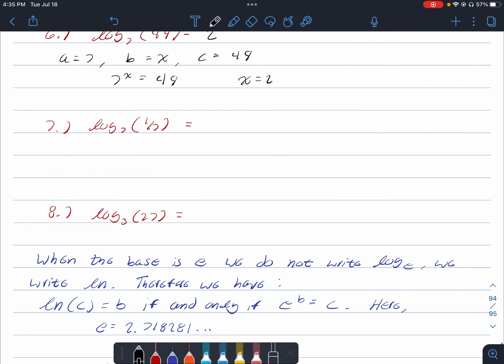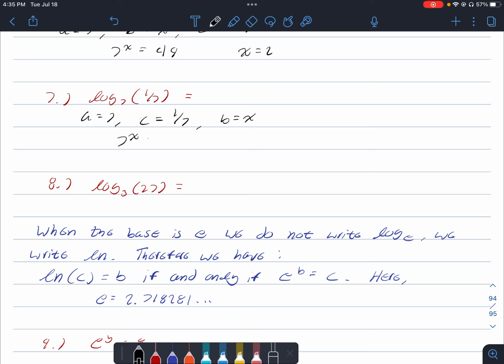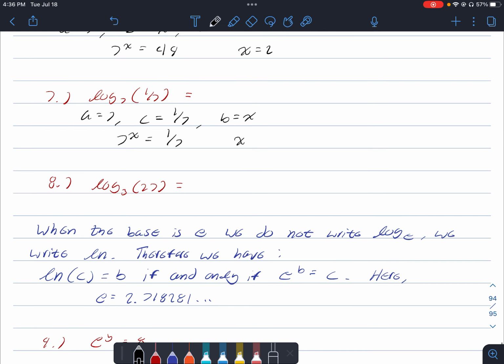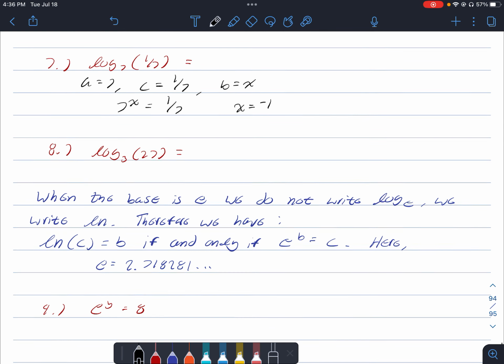What about this one? Log base 7 of 1 over 7. All right, well, again, we have a is 7, and we have c is 1 over 7, and we don't know b, so we'll say b is x. So 7 to the x is equal to 1 over 7. All right, and we know that x will then be negative 1.